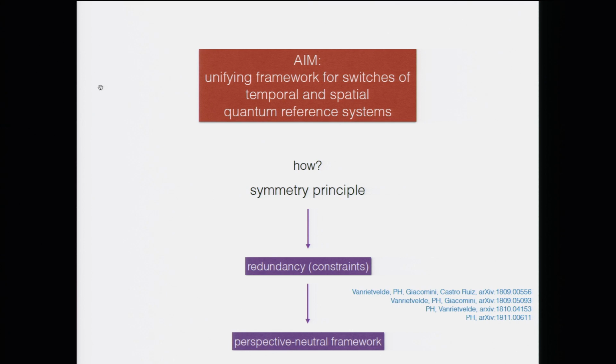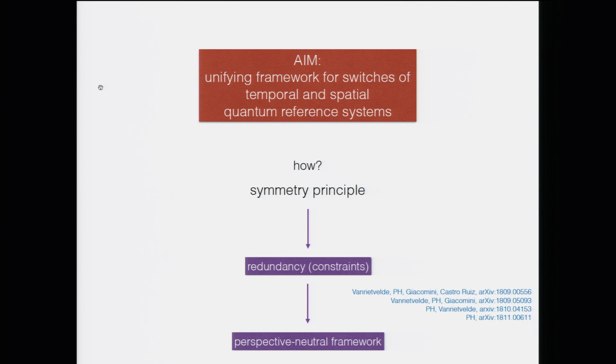And well, just in a nutshell, what's the main idea? How can we achieve this? Well, we will use a symmetry principle. In gravity, we get that for free. That's diffeomorphism invariance, but you can also do it more generally in other systems. And that symmetry principle leads to a redundancy in the description of your degrees of freedom. There are constraints, but there's also gauge invariance.